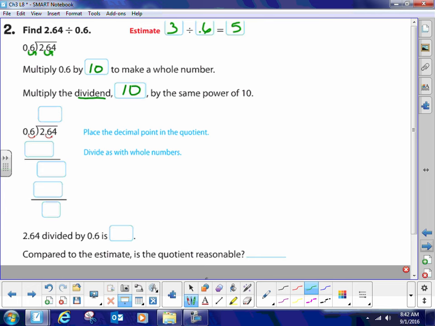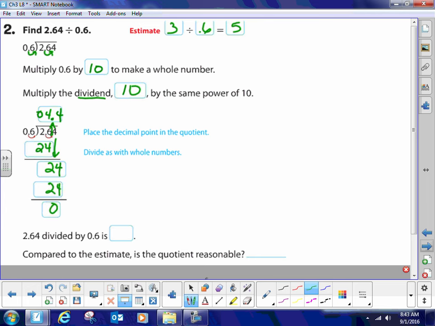Now that we've done all this, this is where the new decimal is. Bring the decimal point up, just like we always do, and divide as with normal whole numbers. 6 goes into 2, none. Here, I'll put a little 0 here. 6 goes into 26 four times, for 24. You bring this 4 down, and again the decimal goes here. 24, and that's 0.